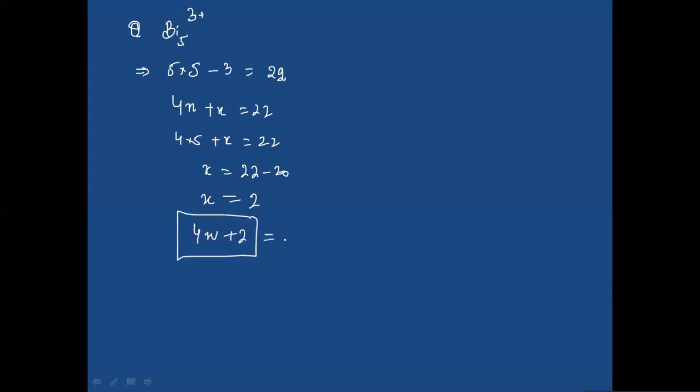4n plus 2 means it has a closed structure. So this compound has a closed structure. Let's take one more example, that is Bi4 2-.